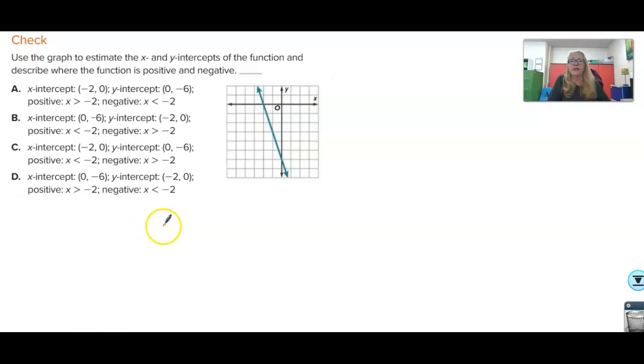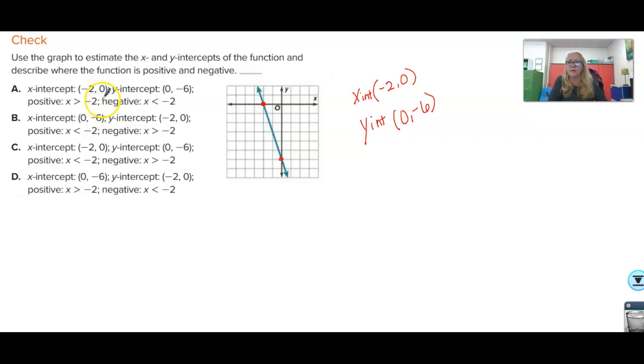All right, use the graph to estimate the x and y intercepts of the function and describe where the function is positive and negative. This is our x-intercept, at the point negative 2, 0. Our y-intercept is right here, 1, 2, 3, 4, 5, 6. So that's at 0, negative 6.